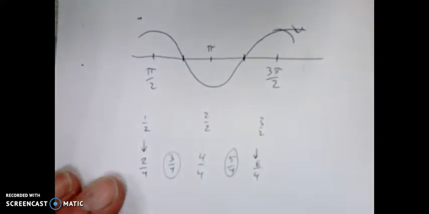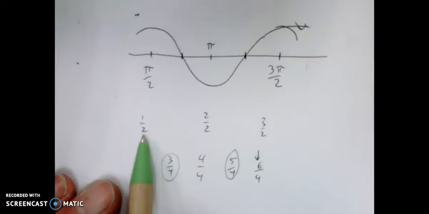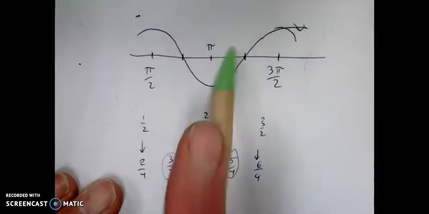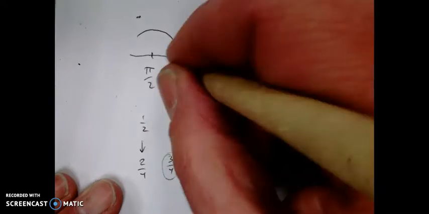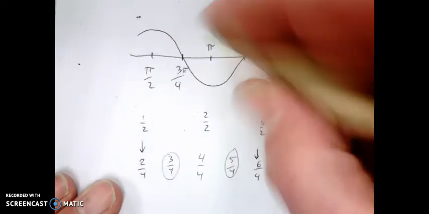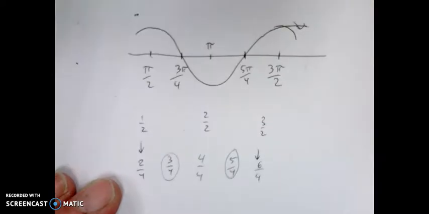2 fourths, 4 fourths, and 6 fourths. In the middle then would be 3 fourths and 5 fourths. Again, it's not obvious from pi over 2 that it's going to be 3 fourths, but pi over 2 is 1/2, and 1/2 is 2 fourths. This is 1 or 4 fourths, so in between 2 fourths and 4 fourths, in between 2 and 4 is 3 fourths. And the same thing works out here. And you can do that every single time. See if you can find your common denominator, and from there, it's just fourths.